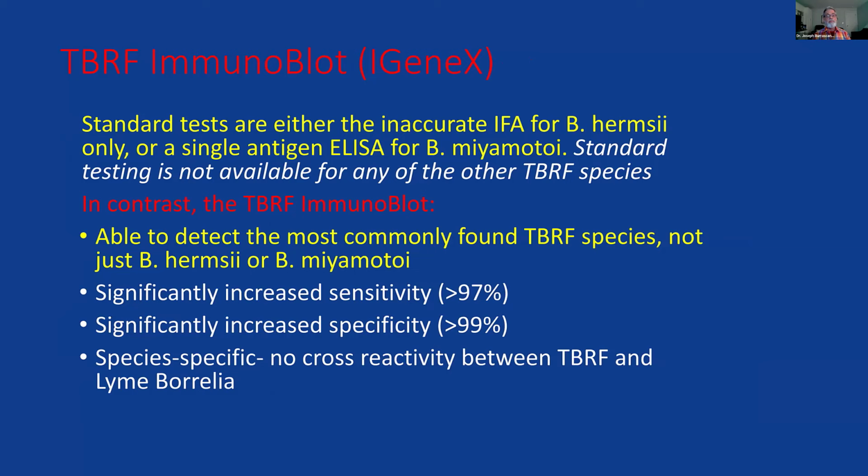With tick-borne relapsing fever, again, I showed you that list of different Borrelia out there. Standard testing from the big box labs only looks for two organisms: Hermsia, using an old-fashioned IFA, and an ELISA for Miyamotoi, which is a very poorly crafted ELISA using only one antigen. It's like doing a Western blot with one band. On the other hand, the relapsing fever immunoblot showed a sensitivity of 97% or more, and a specificity of over 99%. And importantly, immunoblots for Lyme Borrelia don't cross-react with those for relapsing fever Borrelia. So if you have both done and both are positive, your patient is co-infected with two different species, or two different families, of Borrelia.